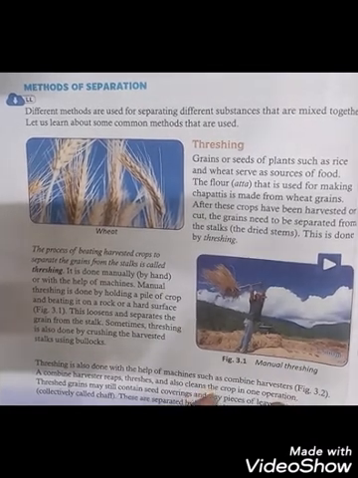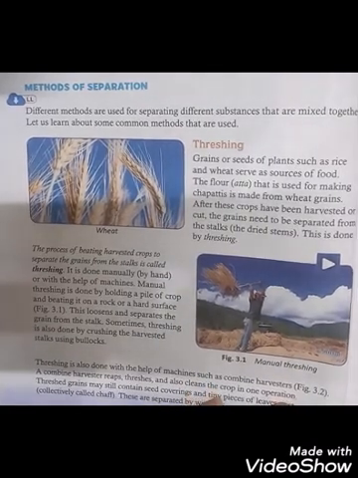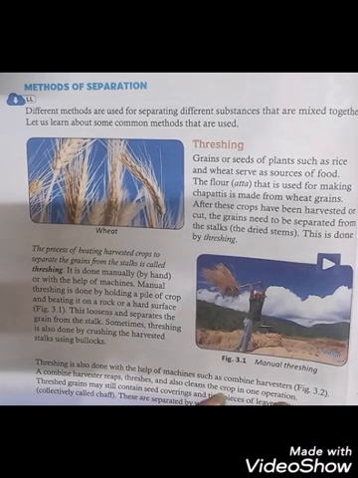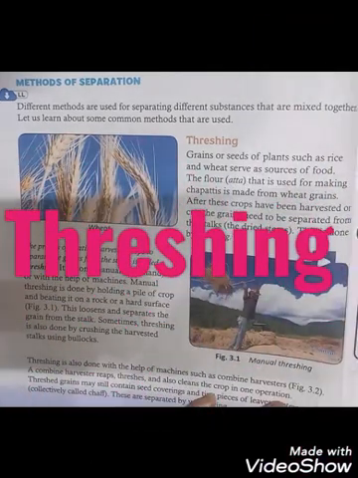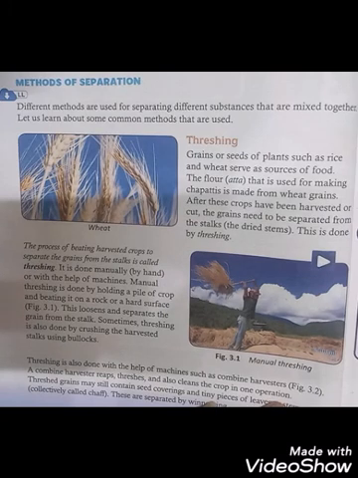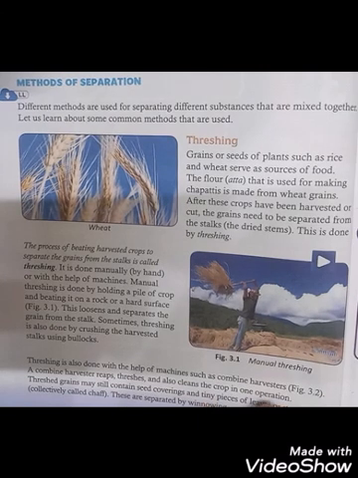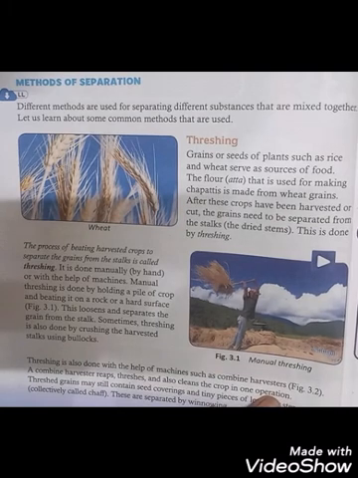So, the different methods of separation are needed, and in this lesson we will study the different measures and different steps of separation. The number one common method is threshing, where the grains or seeds of the plants, which are the sources of our food, are the examples where we can see threshing is done.